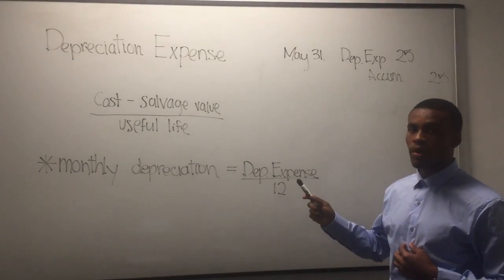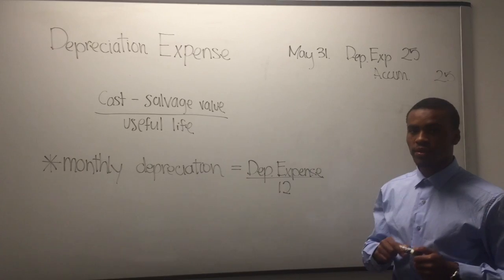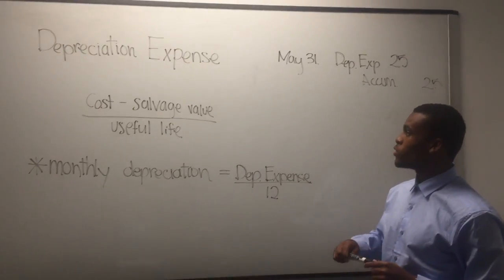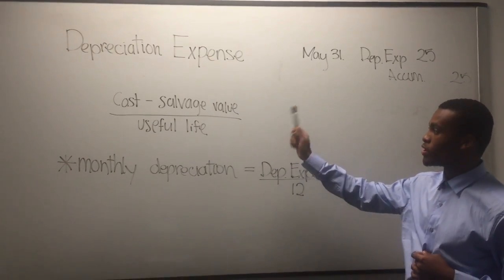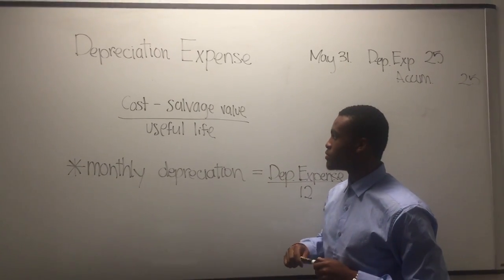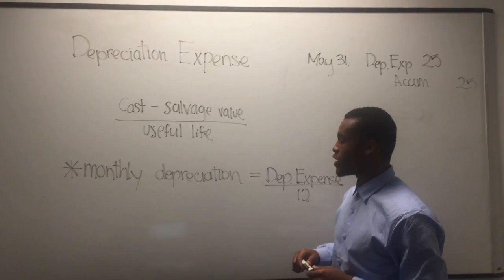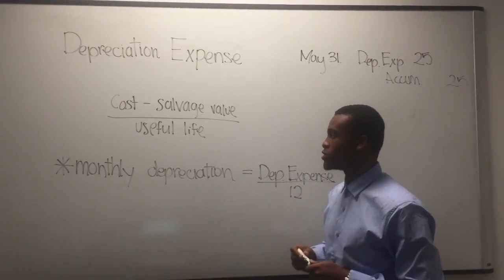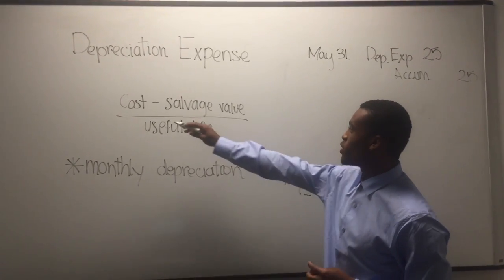You're going to need to know more about this particular account because when you're doing your adjustments, you'll have to know how to find this amount given this equation. So whatever the cost is, say $2,000, and a salvage value of say $500 and a useful life of 5, you're going to plug all that into this equation.